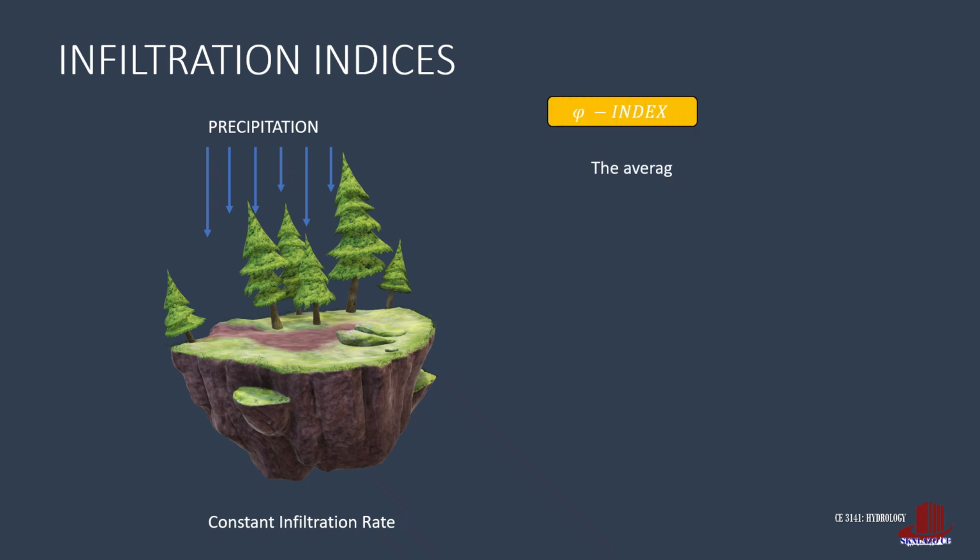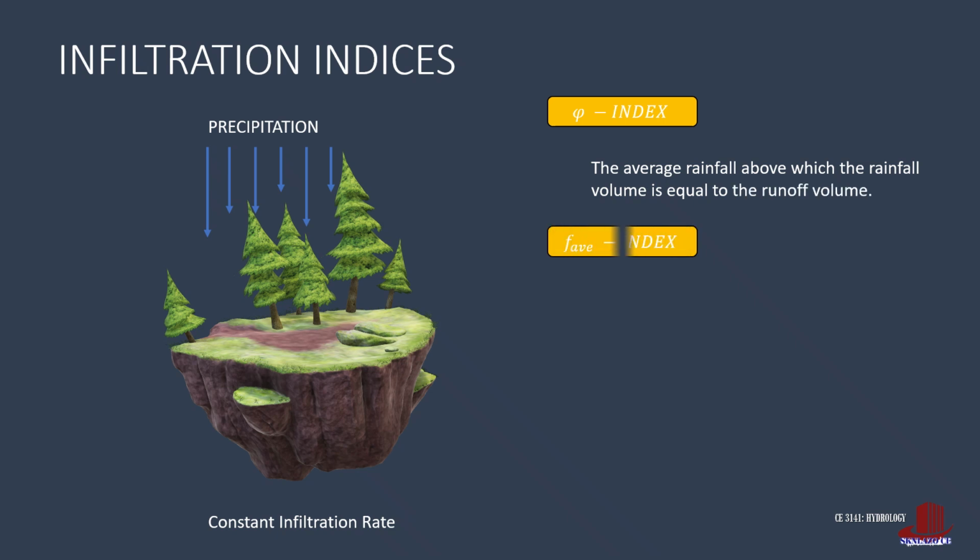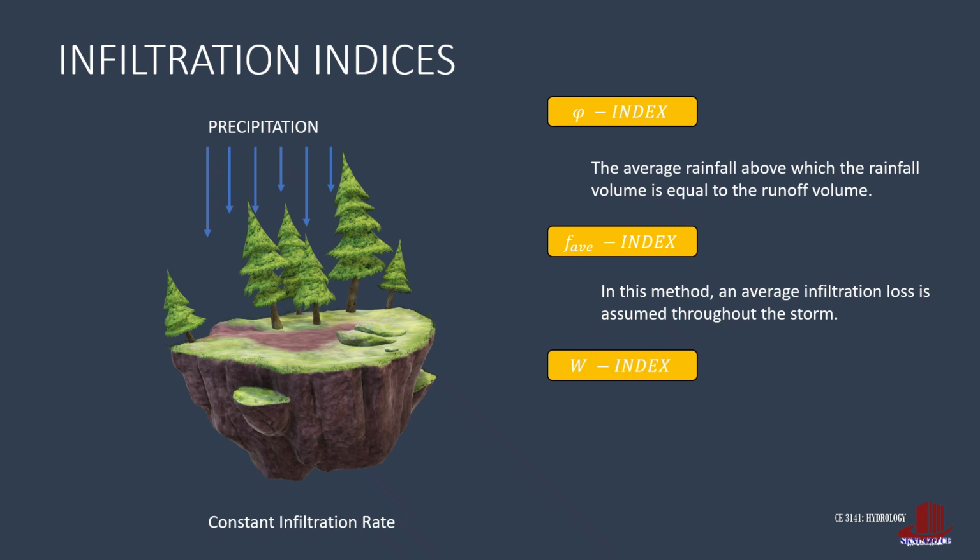The first is the Phi index, with the concept that the rainfall volume is equal to the runoff volume. The second is the F average method, taking the average infiltration loss throughout the storm duration. The third is W index, which takes the infiltration rate during the time the intensity is more than the infiltration capacity rate.